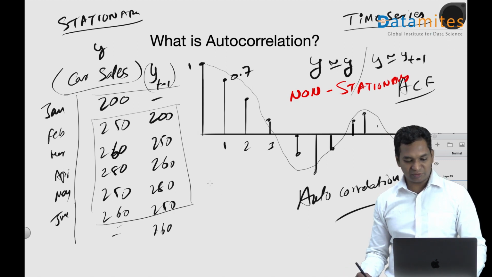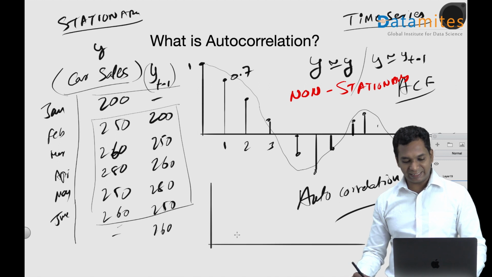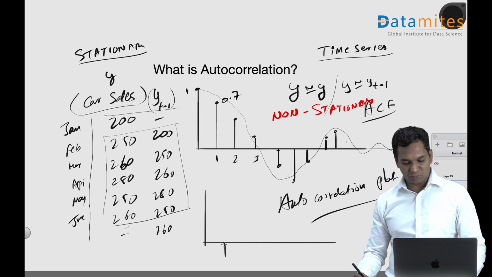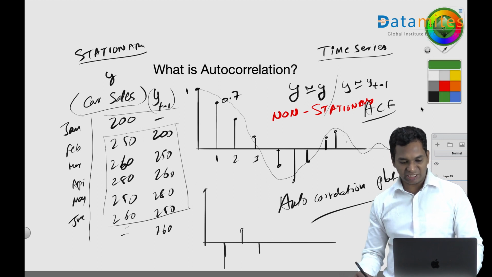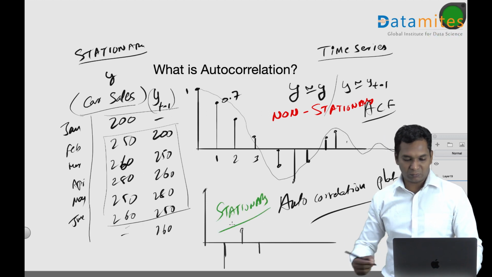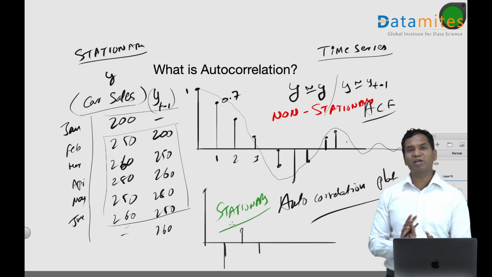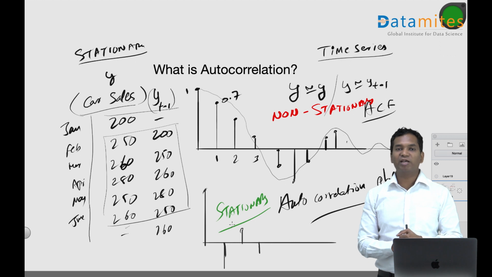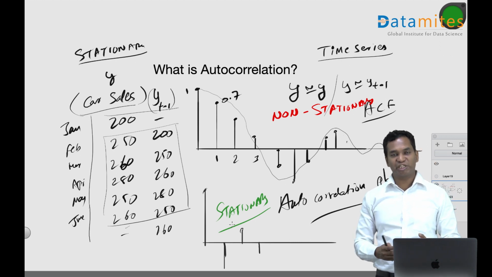If your autocorrelation function plot decays instantly, like this, and then like this, and then like this, okay, this is stationary. That's one of the primary applications of the autocorrelation function plot. By looking at the autocorrelation function plot, we can determine whether a given data is stationary or not stationary.